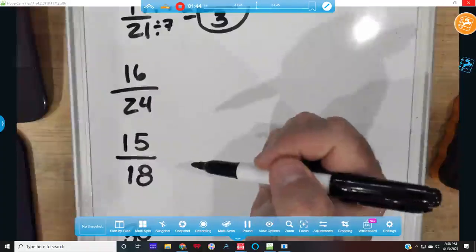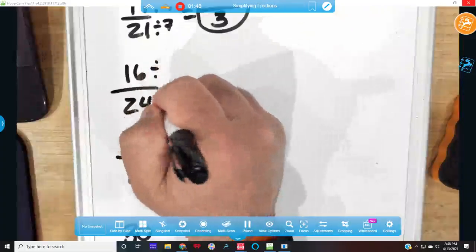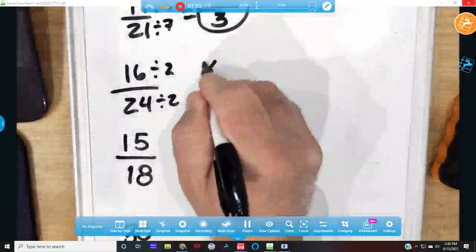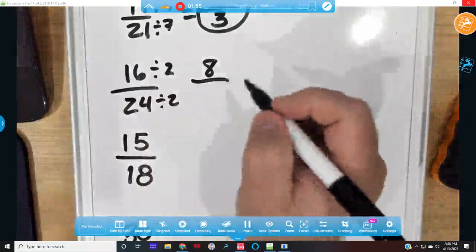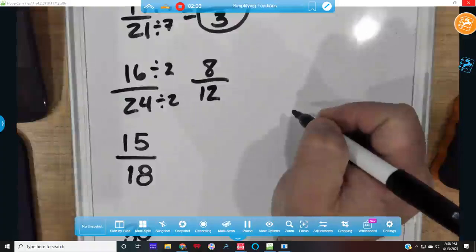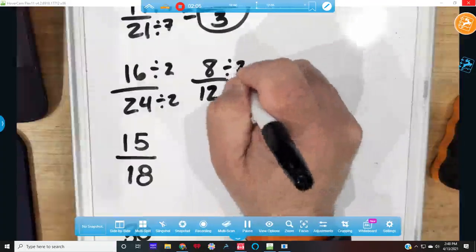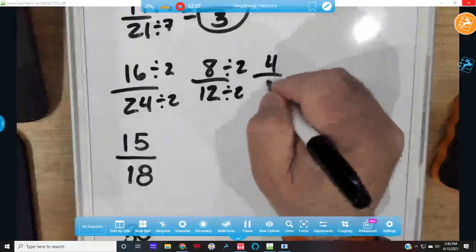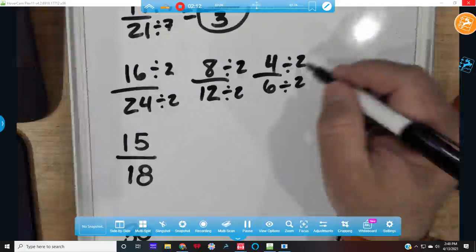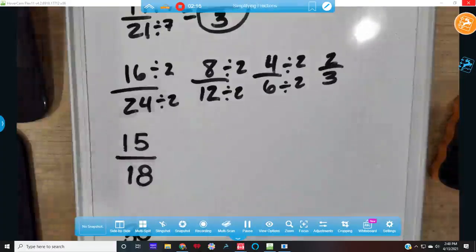16 and 24. Again, this one we could start with a 2 because they're both even. We can divide by 2 and divide by 2. 16 divided by 2 is 8. 24 divided by 2 is 12. Well, I'm looking at those going, I could do it by 2 again. Divide by 2 and I'm going to get 4/6. Well, I can do it by 2 again, and I'm going to get 2/3. Look at that, same number.